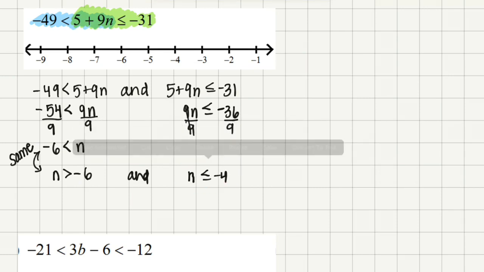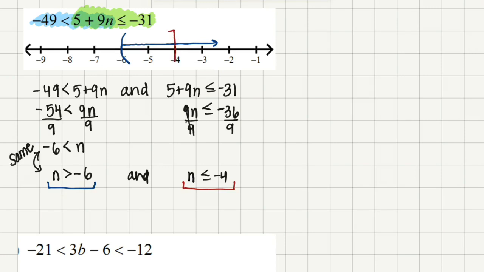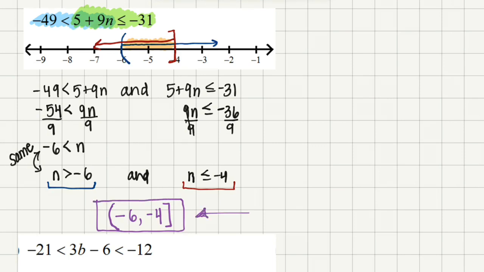So we have two things happening here. n is greater than negative 6, and at the same time it has to be less than or equal to negative 4. So greater than negative 6 is an open interval. Less than or equal to negative 4 is a closed interval. And because it's an and, it's going to be all of the solutions between negative 6 and negative 4, including negative 4, but not including negative 6. So not including negative 6 is a parenthesis, which is an open interval, and negative 4 is included. Therefore, it's a closed interval. And that's our solution.